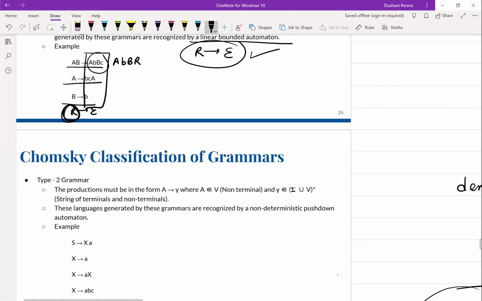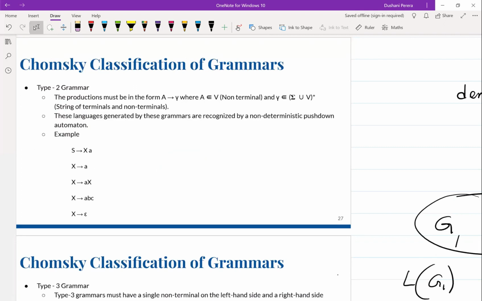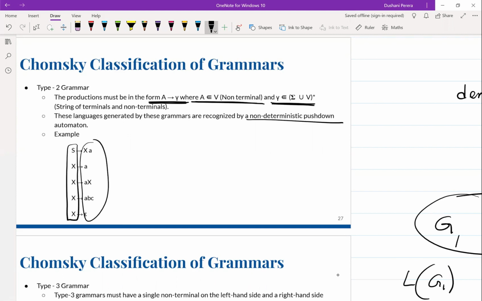So these can be recognized by linear bounded automata. Next one, type 2. We had type 0, we had type 1, now we have type 2. What happens here? These are in the form A translates to gamma, where A is a non-terminal and gamma is a string of terminals and non-terminals. On this side there is only one non-terminal, there cannot be more. On this side anyone can be. Okay. So this is recognized by non-deterministic push-down automata.